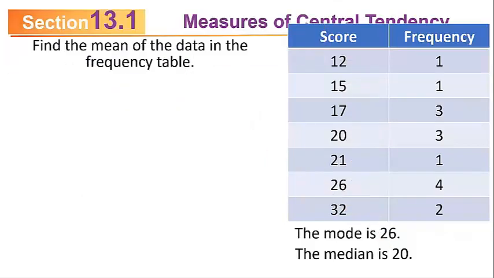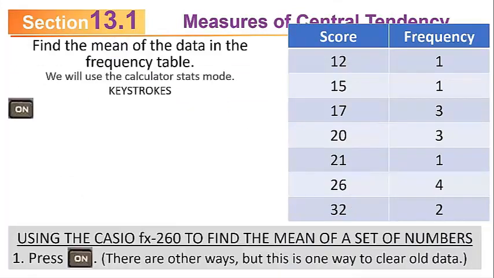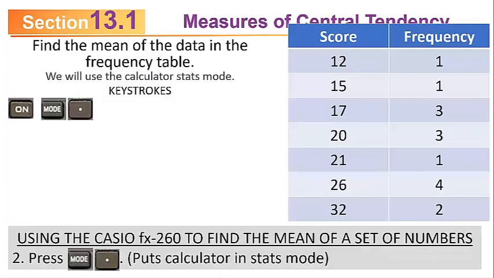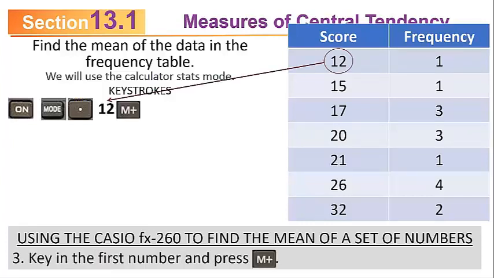What about the mean? Well, it's easy enough to do it with your calculator. The first thing you want to do is wake the calculator up and clear out the old data if there is any. And you do that by pressing ON. Then you do MODE period. That puts it in stats mode. Always look in the upper right and make sure SD comes up. And then you enter the data.